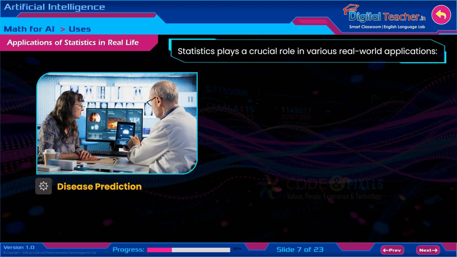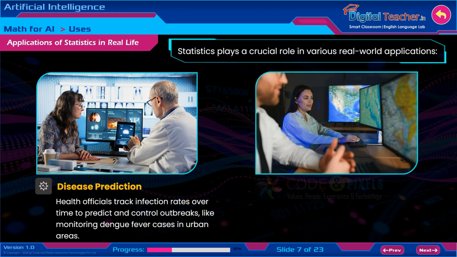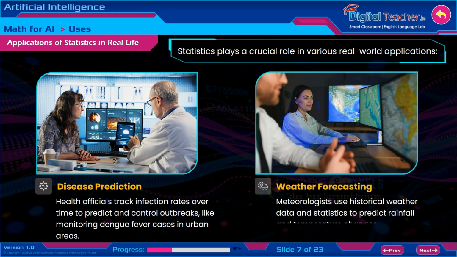Disease prediction. Health officials track infection rates over time to predict and control outbreaks, like monitoring dengue fever cases in urban areas. Weather forecasting. Meteorologists use historical weather data and statistics to predict rainfall and temperature changes.